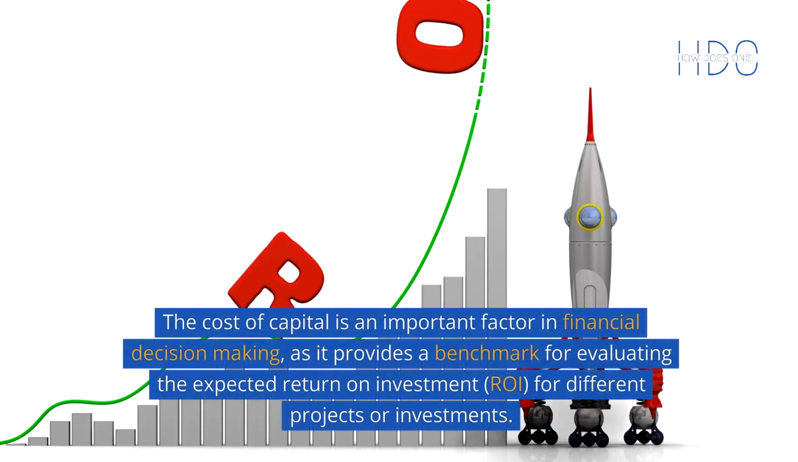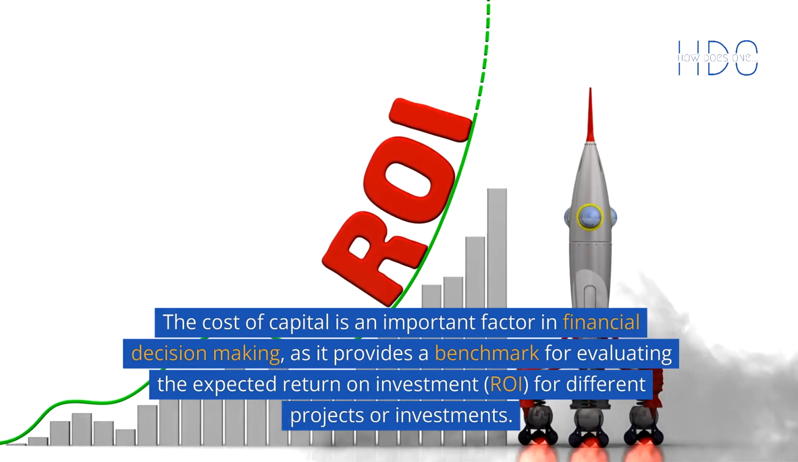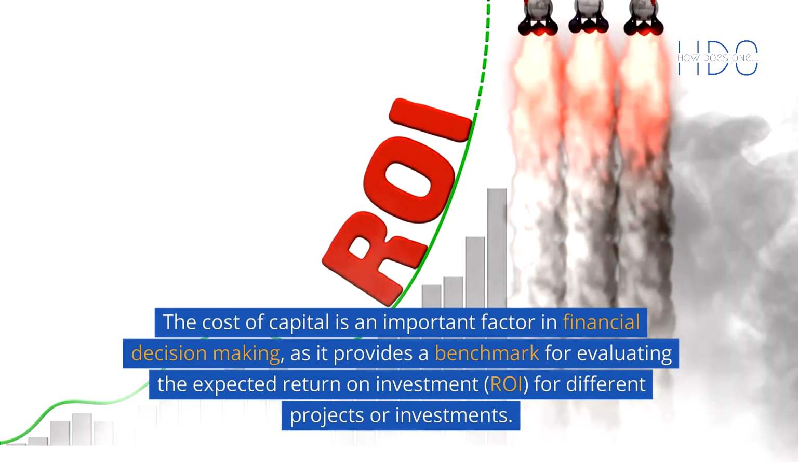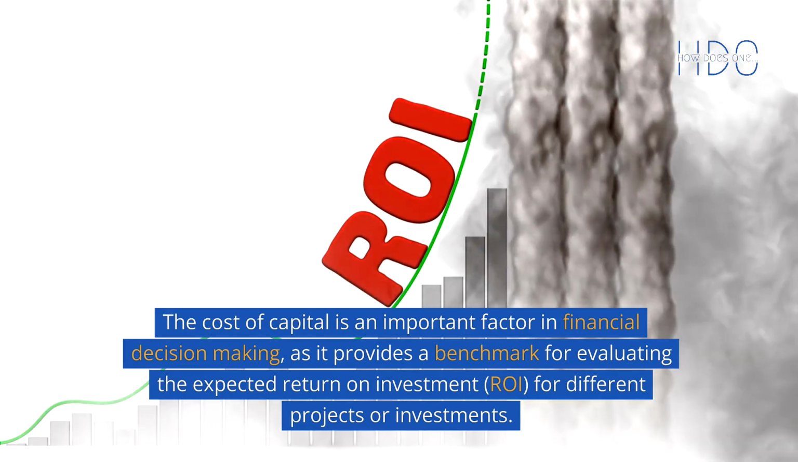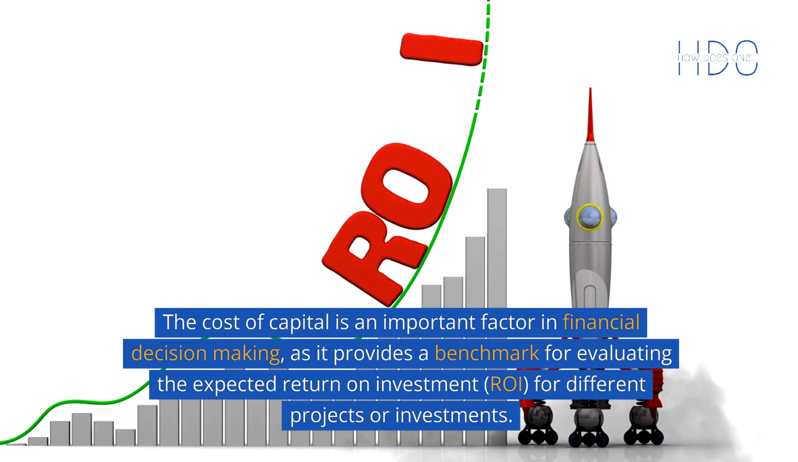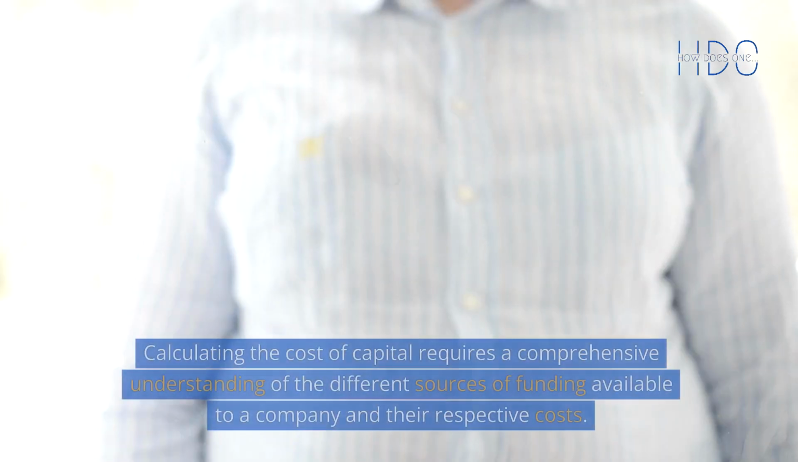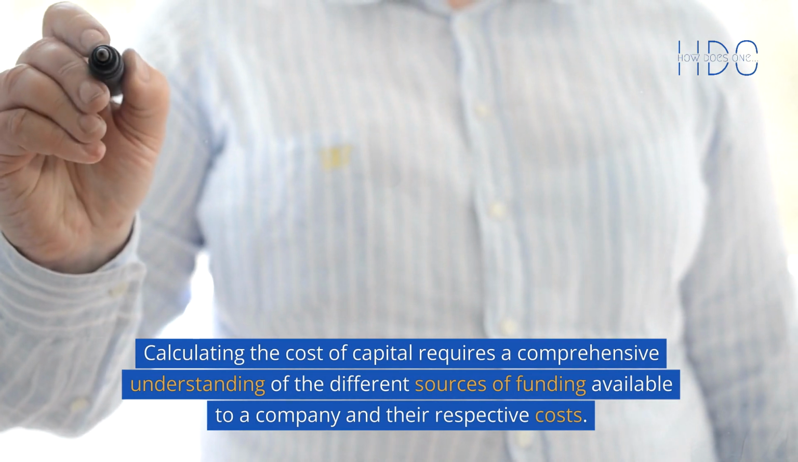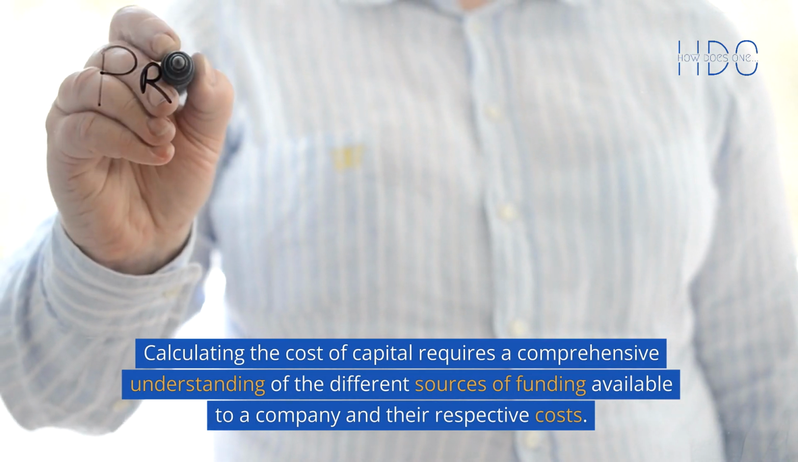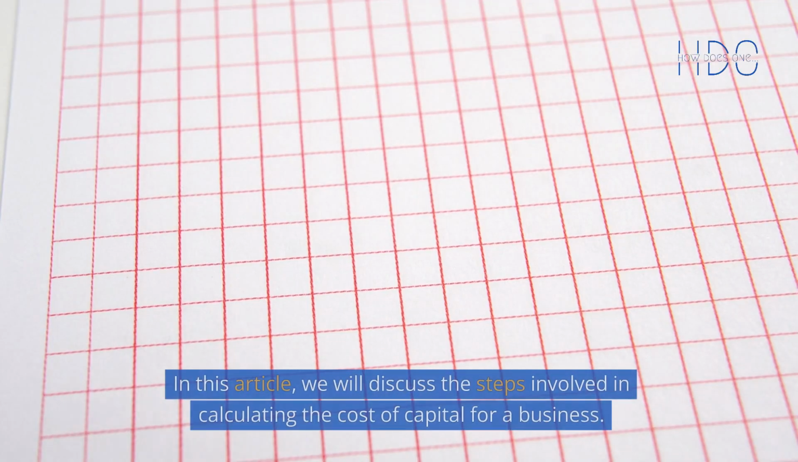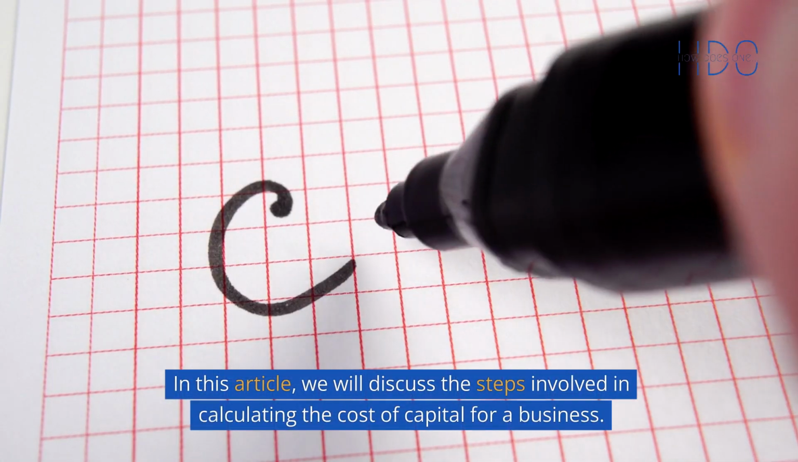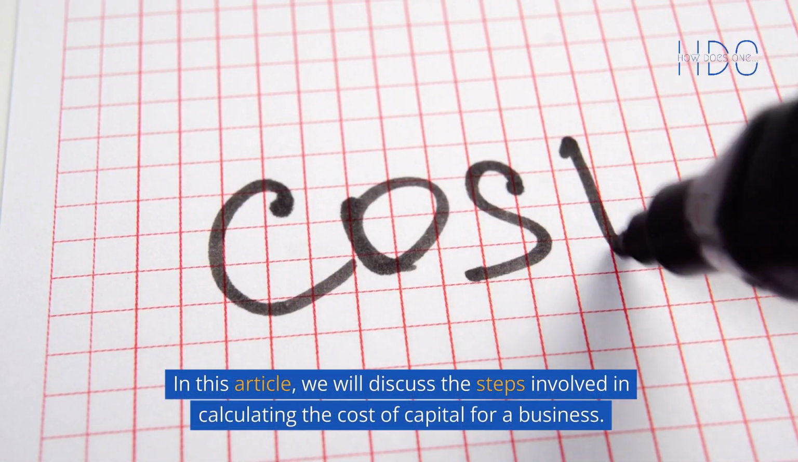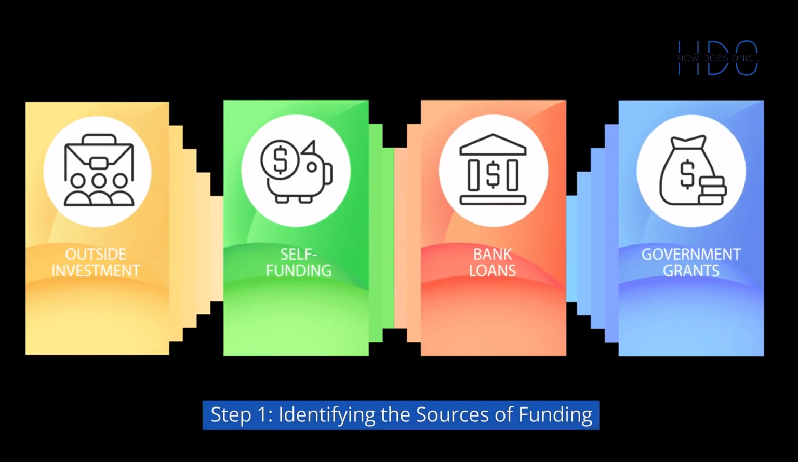The cost of capital is an important factor in financial decision-making, as it provides a benchmark for evaluating the expected return on investment, ROI, for different projects or investments. Calculating the cost of capital requires a comprehensive understanding of the different sources of funding available to a company and their respective costs. In this article, we will discuss the steps involved in calculating the cost of capital for a business. Step 1. Identifying the sources of funding.